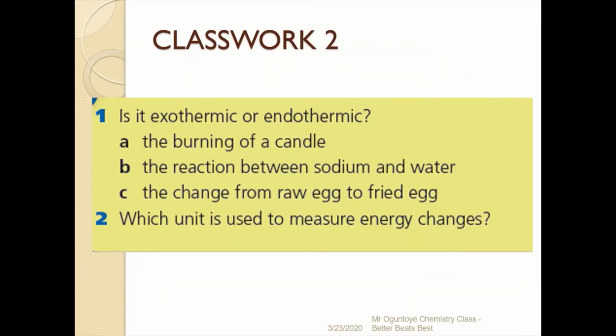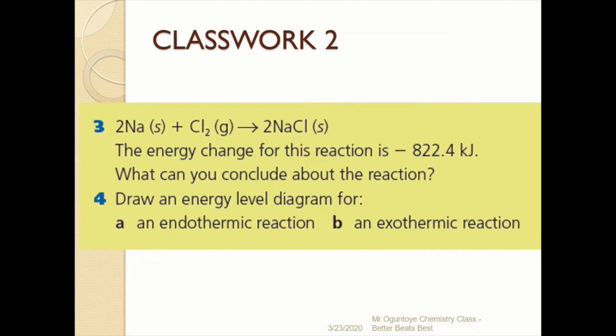Your second class work, you're going to solve this problem in your notes. And the third and fourth question is this. So I just want to give you hints on this. Just focus on this when you ask questions like this. The energy change for this reaction is this. What can you conclude about this reaction? So you are focusing on the sign. If the sign was plus 822.4 kilojoule, what would you say? Would the reaction be exo, or would the reaction be endo? Just go through your textbook and go through the video again. You will be able to solve this problem.